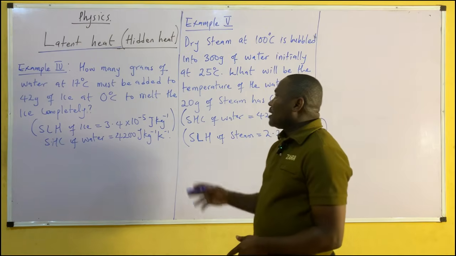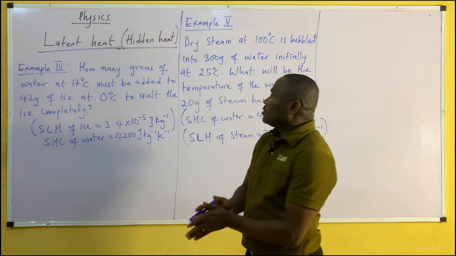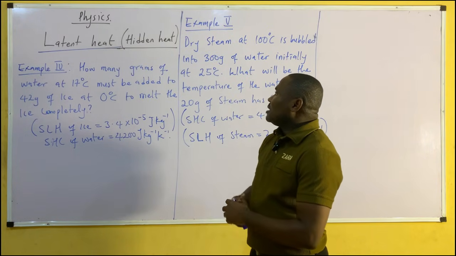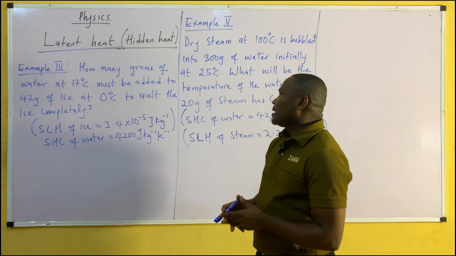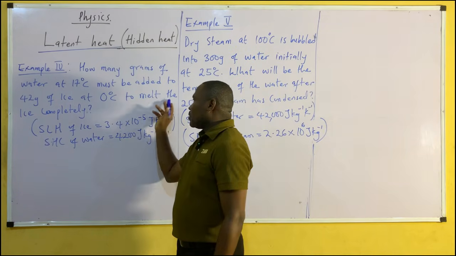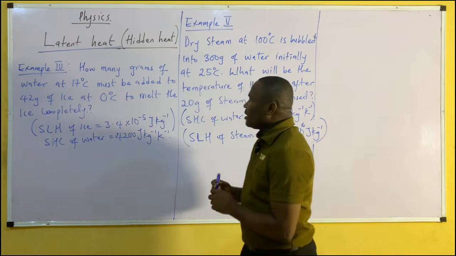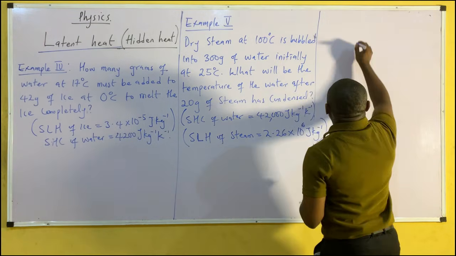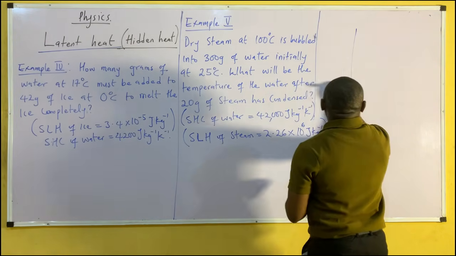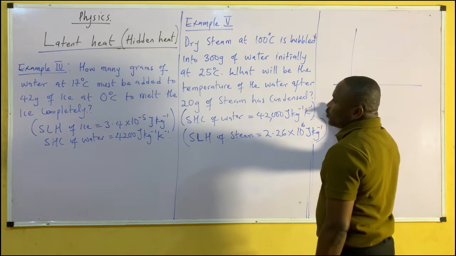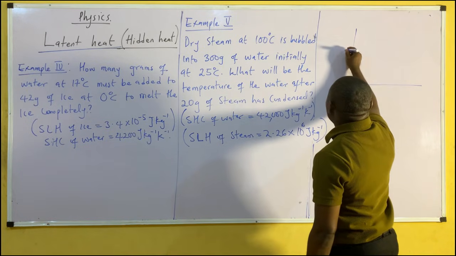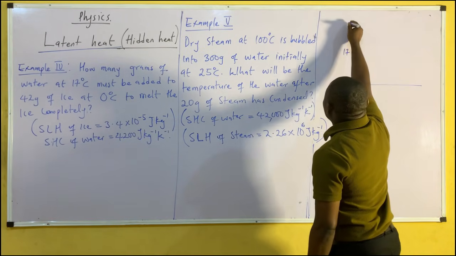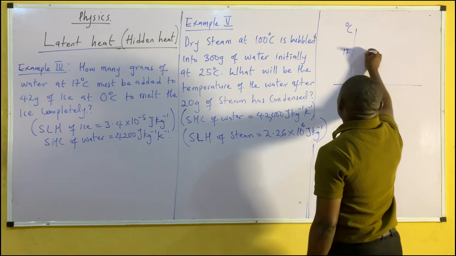Now let's look at another example to strengthen our calculation ability. How many grams of water at 17 degrees Celsius must be added to 42 grams of ice at 0 degrees Celsius to melt it completely? Now look at it again. If we are using the same graphical method, we have ice. How many grams of water at 17? So at 17 degrees Celsius, we have water.